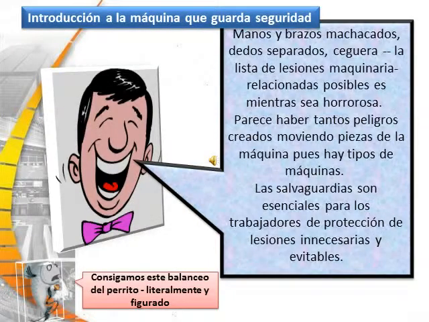Crushed hands and arms, severed fingers, blindness. They head the list of possible machine-related injuries, a list as long as it is horrifying. There seem to be as many hazards created by moving machine parts as there are types of machines. Safeguards are essential for protecting workers from needless and preventable injuries.